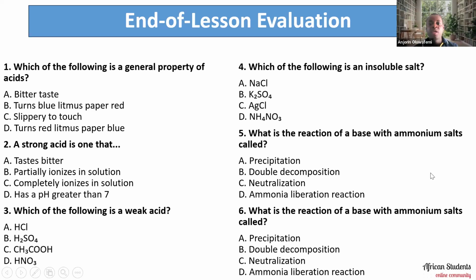We also look at question number 4 as we evaluate. Which of the following is an insoluble salt? Let's look at the salts one after the other, and please tell me which one you feel is an insoluble salt. You let me know in the comment section.